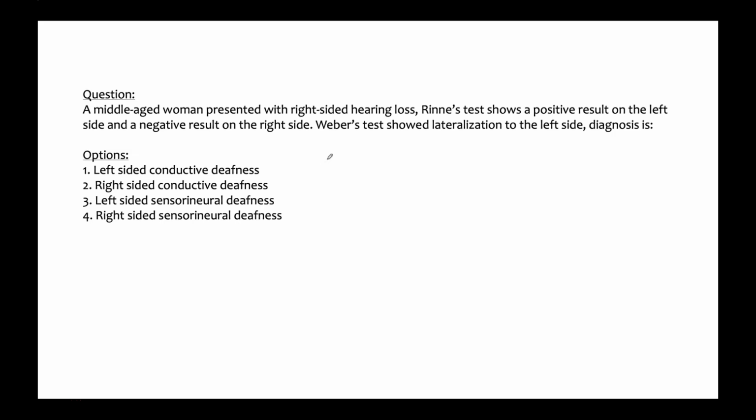Now let us solve an MCQ on interpretation of tuning fork test. A middle-aged woman presented with right-sided hearing loss. So, which is the poorer ear here? Right side is the poorer ear.